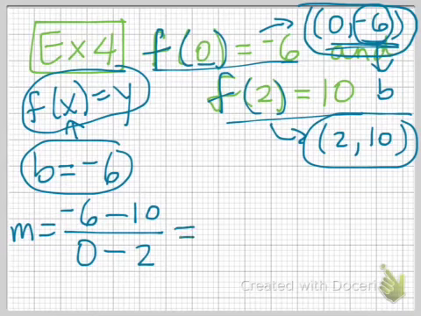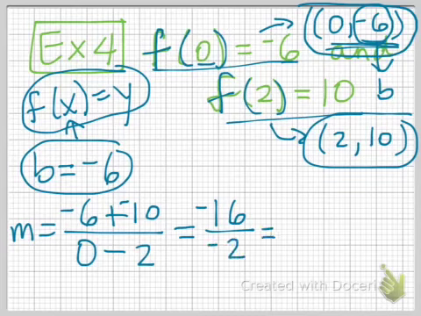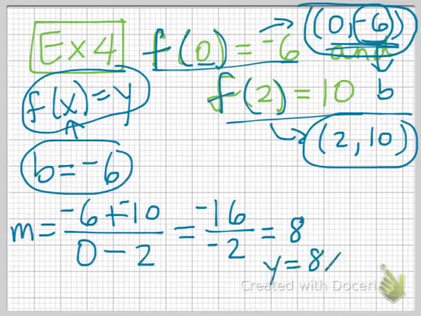And then we simplify. And remember, saying negative 6 minus 10 is the same thing as saying negative 6 plus negative 10. If they're both negative, they add, and you keep the sign. And on the bottom, 0 minus 2, if we take away more than we had, it stays negative. A negative divided by a negative is a positive. 16 divided by 2 is 8, so our slope is 8. And we write y equals 8x minus 6.